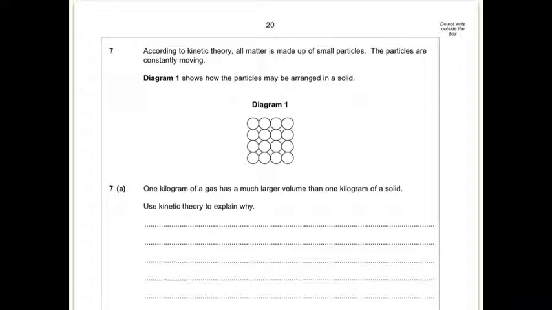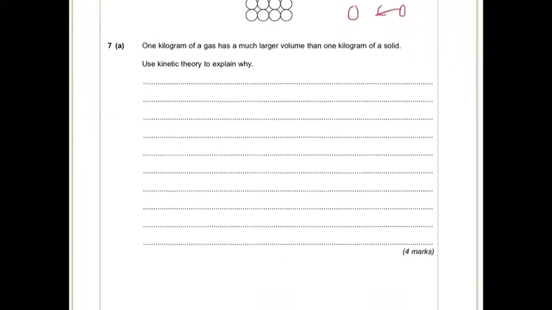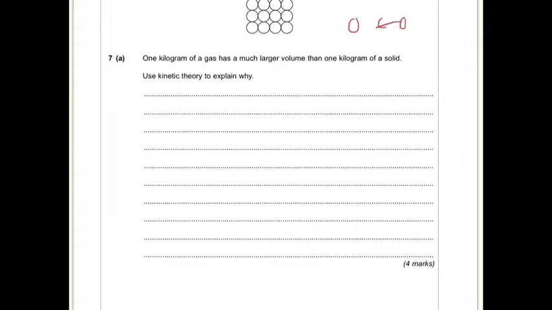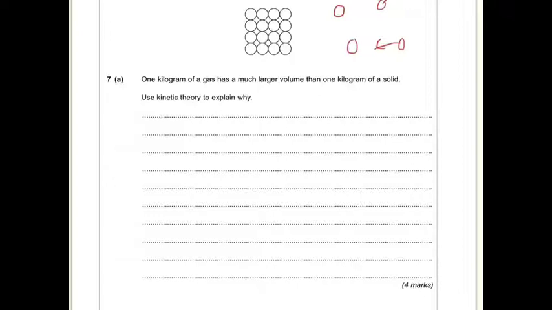Well, as you know, if you're drawing the same sort of diagram but for gas, you'd have the particles much further apart and they'd be flying all over the place in different directions. So we're looking for 4 marks here. So we need to compare the difference between the gas and the solid.